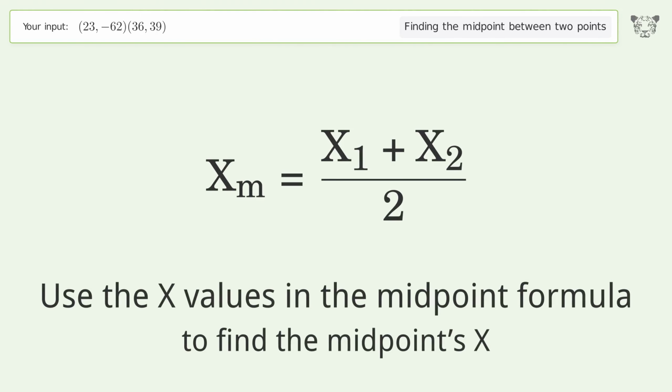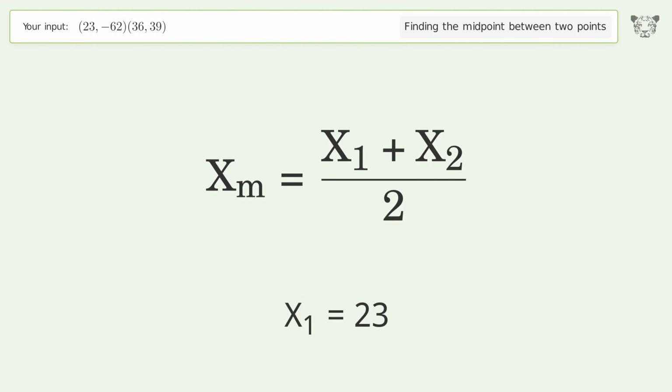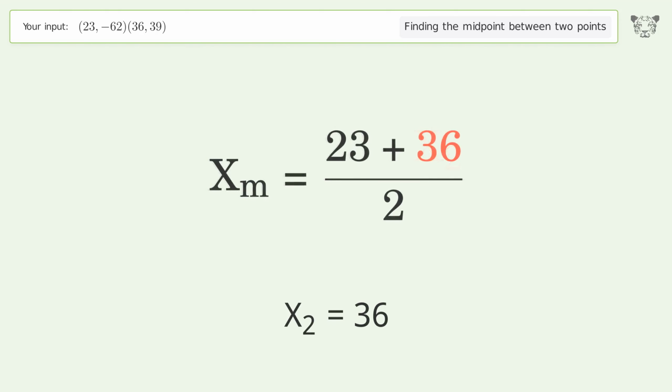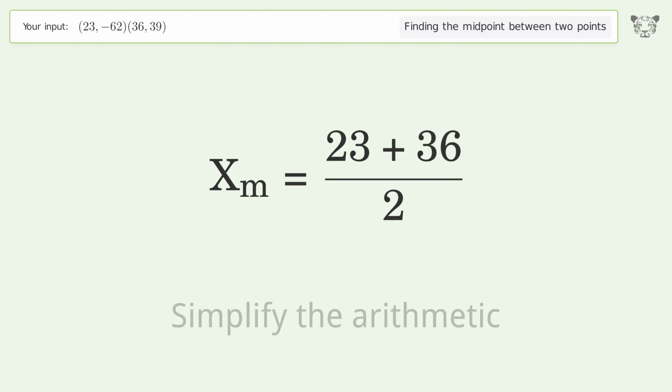Use the x values in the midpoint formula to find the midpoint's x. x1 equals 23. x2 equals 36. Simplify the arithmetic.